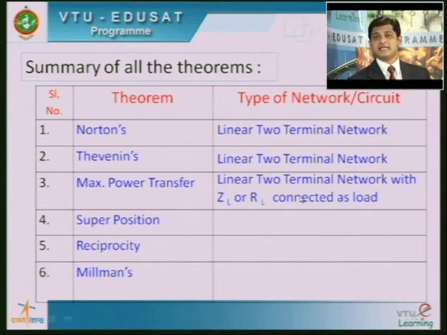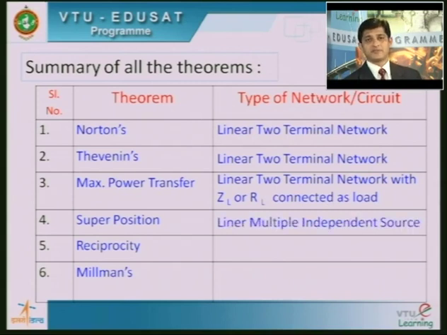So that is the network or the circuit that we consider if we have to deal with the maximum power transfer. In superposition, remember which type? It is linear. All the circuits that we are considering are linear, with multiple independent sources. If you don't have multiple independent sources, the superposition theorem is of no use. So that's why it's a linear, multiple independent source circuit that you need to consider for the superposition theorem.